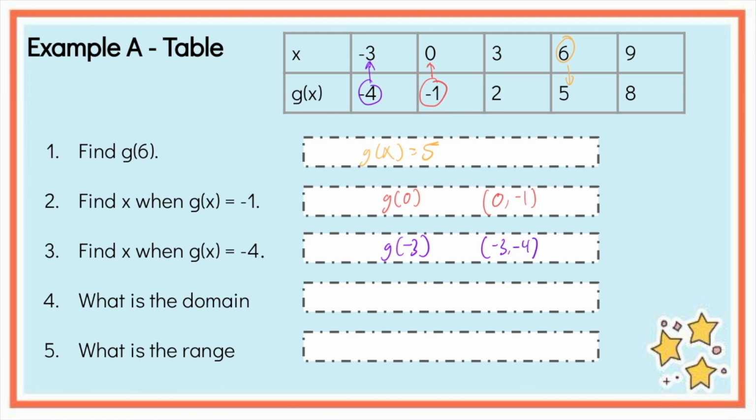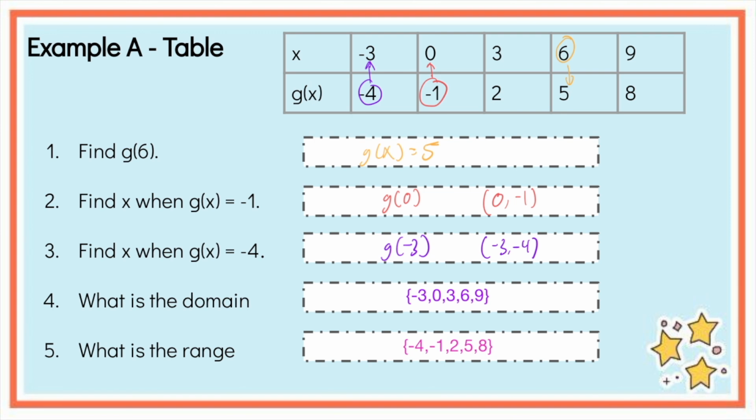The last questions there talk about what is the domain and the range. Remember, the domain is a list of all of the x values, so we're going to write those in braces. We're also going to write them in order from least to greatest. So our domain here, we've got negative 3, 0, 3, 6, and 9. And our range is going to be the set of all the y values, again, written in order from least to greatest. We only include each number one time. And again, we'll write them in order from least to greatest. So we've got negative 4, negative 1, 2, 5, and 8.